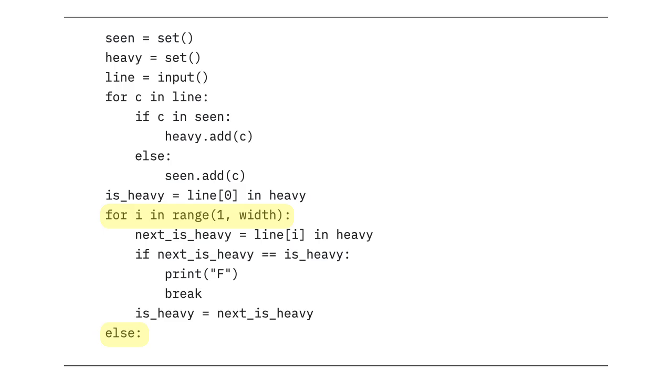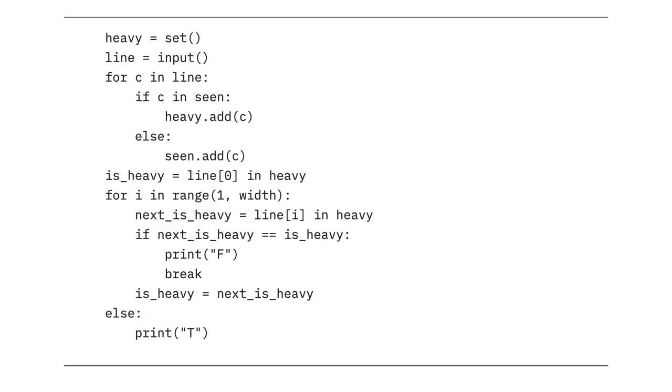In Python, we can follow a for loop with an else block, which we only reach if the for loop completes. In other words, if a break statement was never encountered. In that case, it means that the string did perfectly alternate between heavy and light characters. And so we output the result T. And we're done.